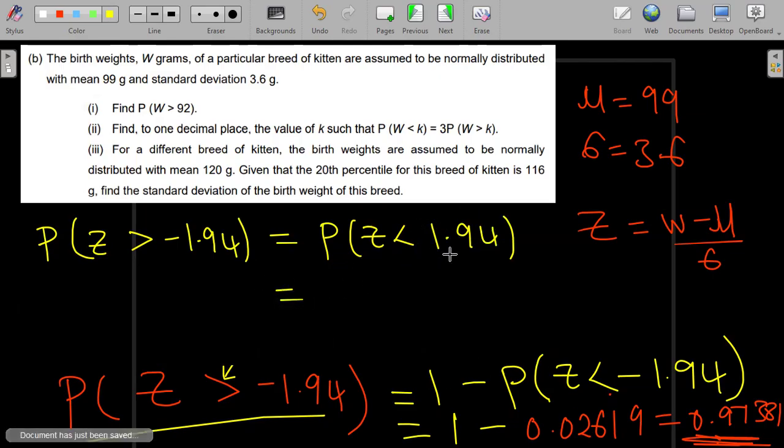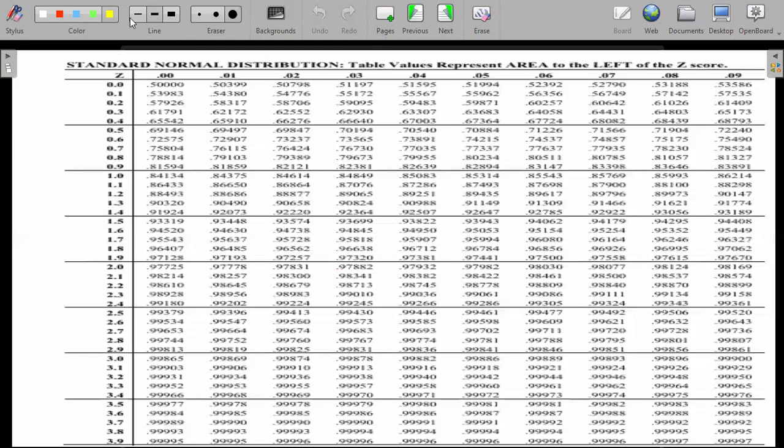So now this is 1.94, and we are using the positive Z-scores. On the positive Z-score table, I'm finding the probability that Z is less than 1.94. The 1.9 is in this column, and the 0.04 is in that row. So I come down here, and then go to the right. This here will be my probability. You can see that the probability is the same as what we found.